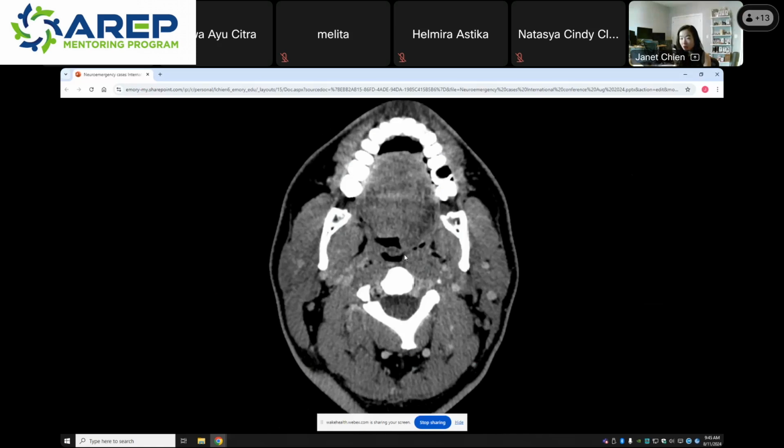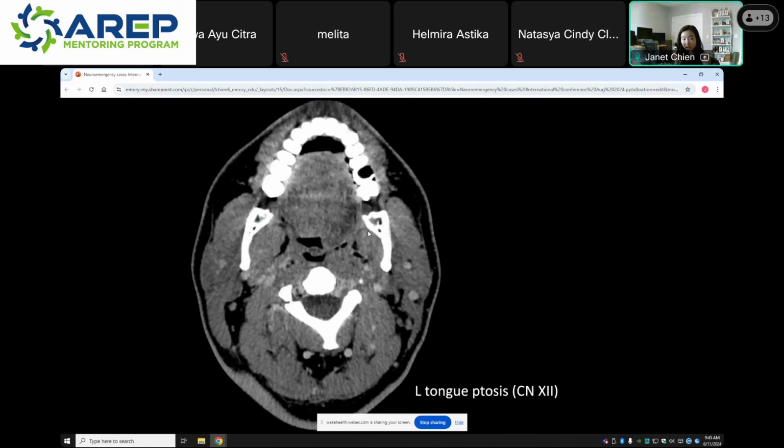So this is commonly mistaken for base of tongue mass, but it's not. If it's a mass, it should enhance, right? But notice how the left tongue is just fatty, right? It's more hypodense compared to the right tongue. And this is actually ptosis of the tongue, from cranial nerve 12 palsy, right? With loss of cranial nerve 12 innervation, the tongue becomes fatty and it prolapses, becomes ptotic, falls backwards. So that's what it is. So left tongue ptosis here.